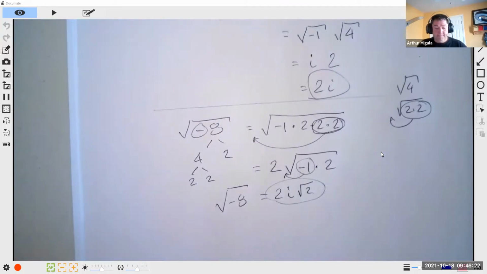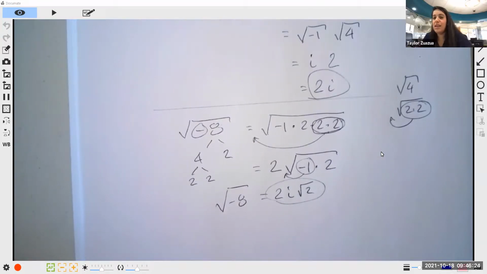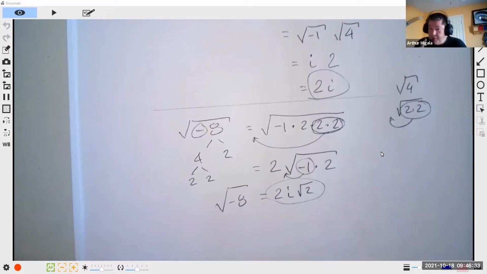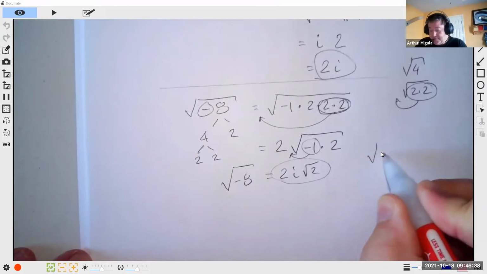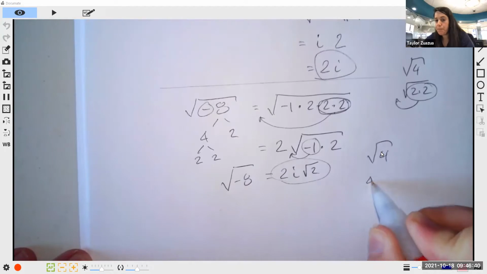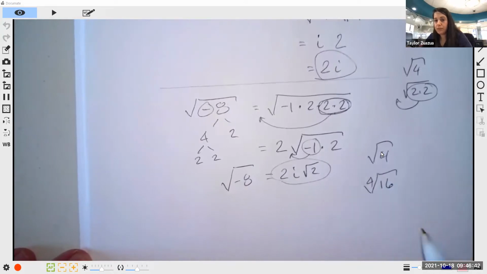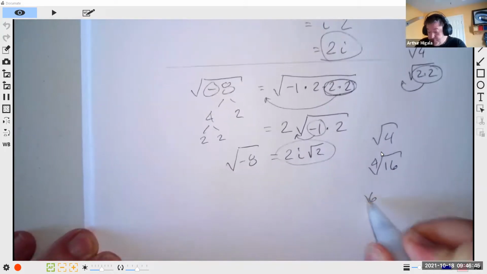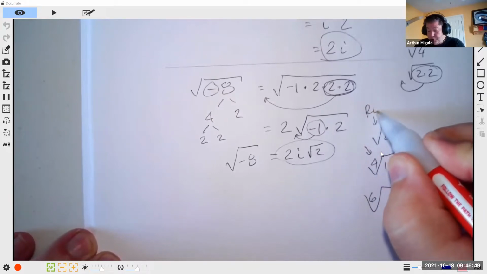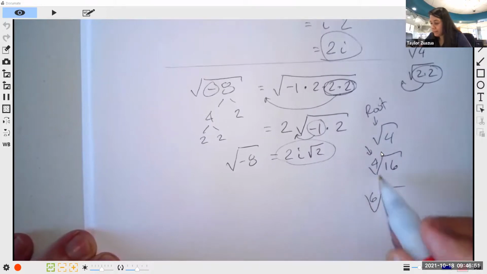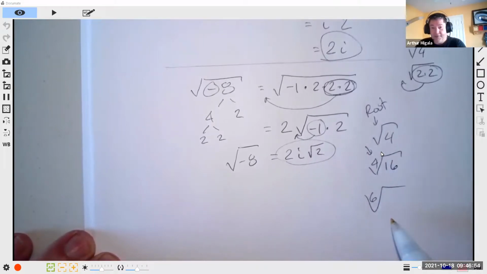Because you've always explained before that there could never be a negative in the square root itself, right? Exactly right. Well, in the even roots, because we could have square root of 4, we could have fourth root of 16, you can have a sixth root. If the roots are even, you cannot have a negative inside there.